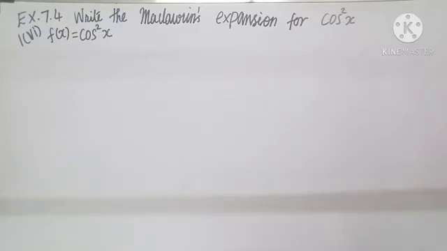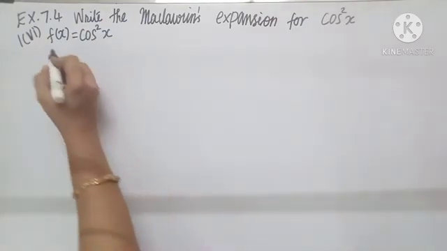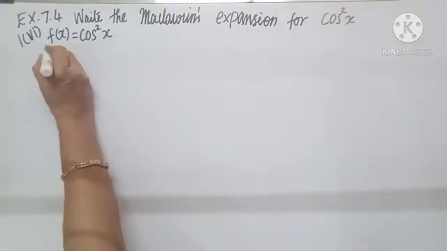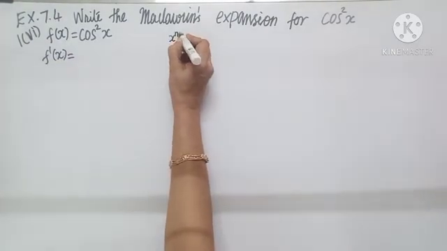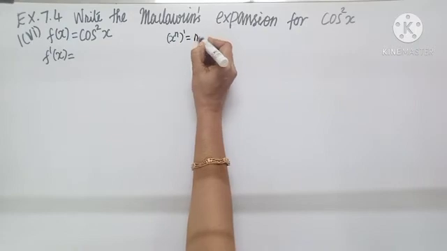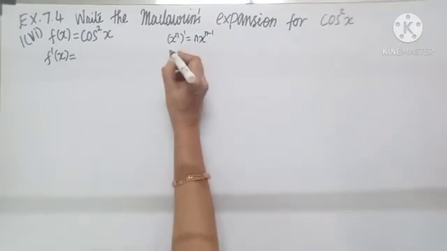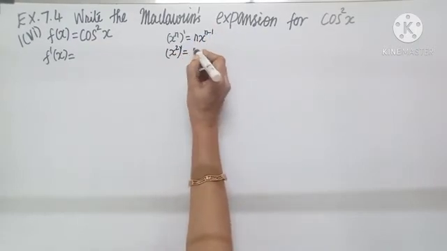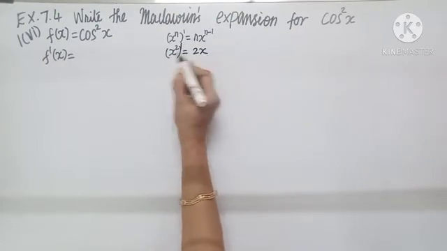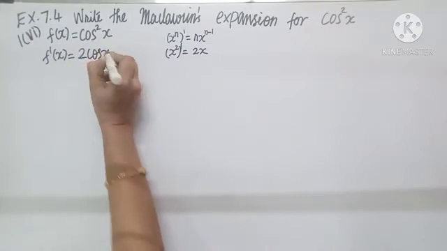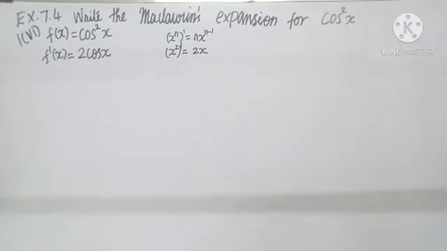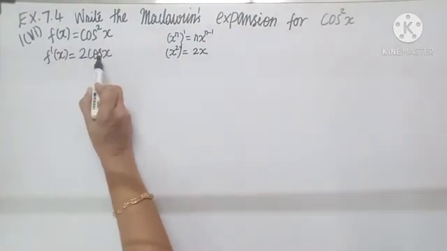Subsection 6. Write the Maclaurin's expansion for the function cos square x. Take f of x is cos square x, f dash of x. Remember the formula x power n, the derivative is n x power n minus 1. So x square will become 2x. In the same way, cos square x will become 2 cos x.